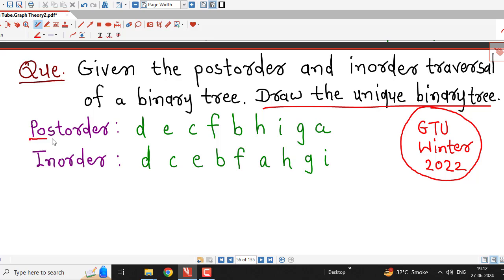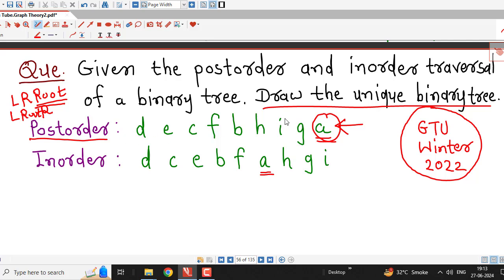Now whenever I am given post-order, I know that in post-order first we have the left subtree, then the right subtree, and then the root. So the root appears last in the post-order, therefore A is the root. And in in-order we have left subtree, root, and then right subtree. So we can find this root A in in-order. So here we have root A. From post-order we find the position of the root. It is at the last position in post-order.